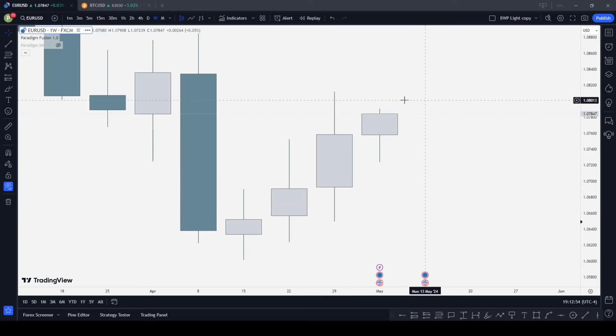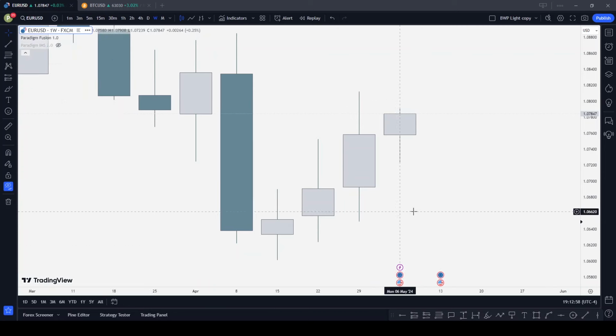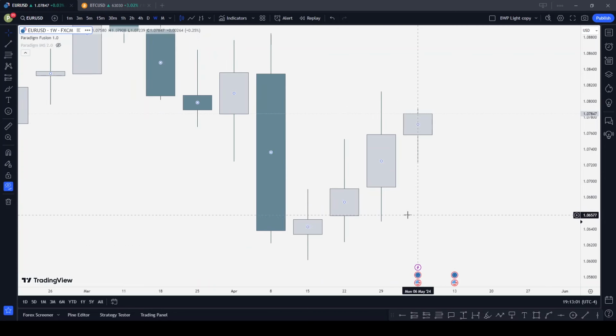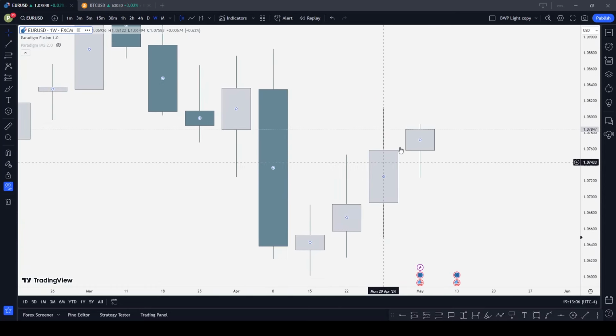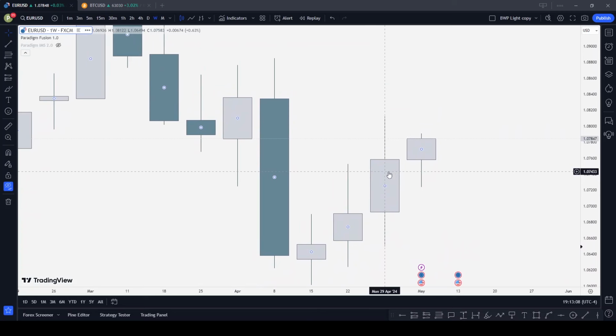So having understood that, there is an important concept you also need to know about PDRAs. When price closes, I've explained the concept of open, high, low, and close. Now, when price closes above a PDRA, the algorithm is going to use that PDRA as a bullish PDRA, even if it is a bearish PDRA.